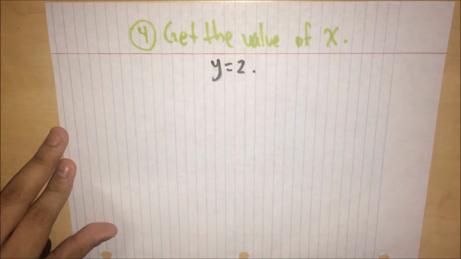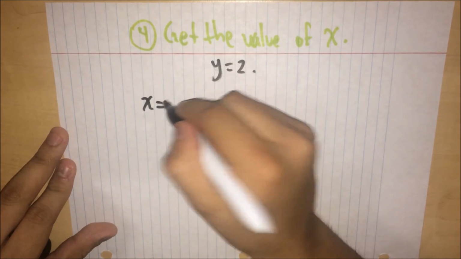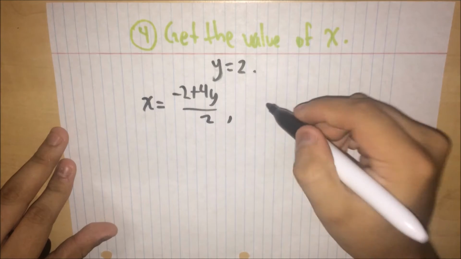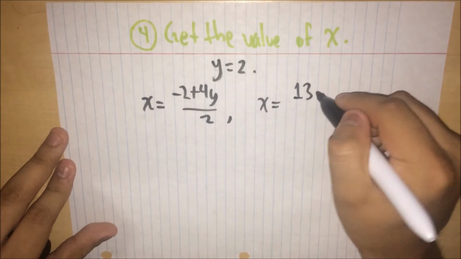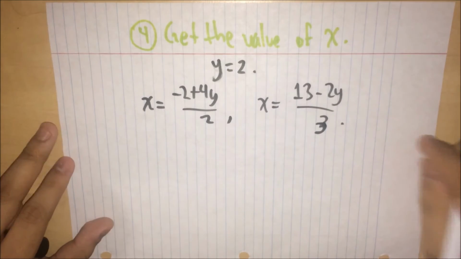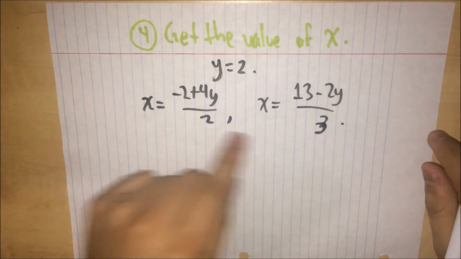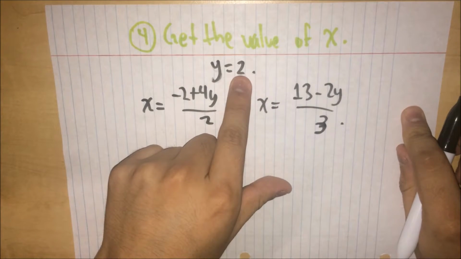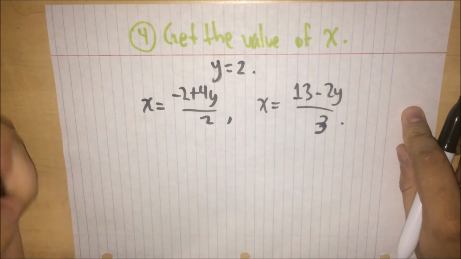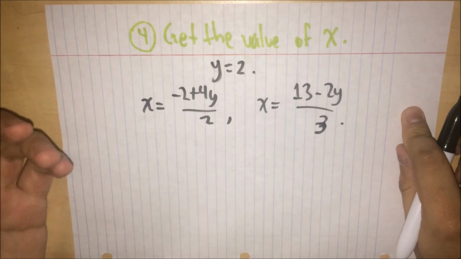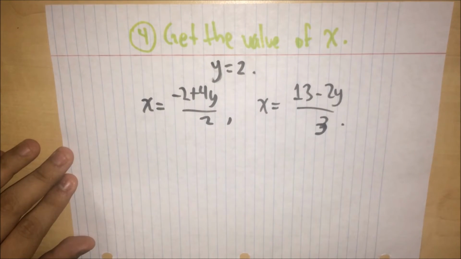And if we recall, in step number 1, we got two different equations for x. The first one was x is equal to minus 2 plus 4 times y, over 2. And the second one was x is equal to 13 minus 2 times y, over 3. Now, we have two different equations for x, and both of them depend on y. So we are going to plug in this value of 2 for y here, and we are going to get the value of x. It doesn't matter which of them you use. In the end, we are going to get the same value. Okay, we are going to check.